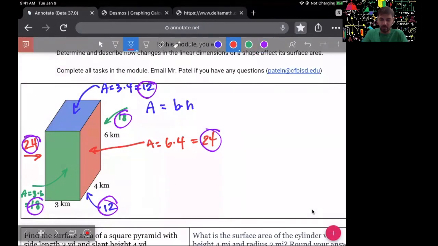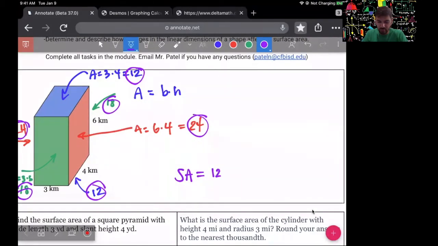So now to figure out the surface area, usually it's abbreviated SA, surface area. It's going to be all of those sides added up together. So I can just list them all out, 12 plus 12, 24 plus 24, and 18 plus 18, or you could do 2 times 12, 2 times 24, and 2 times 18 like that. So here we have 24, 48, 36. We keep on adding those up.